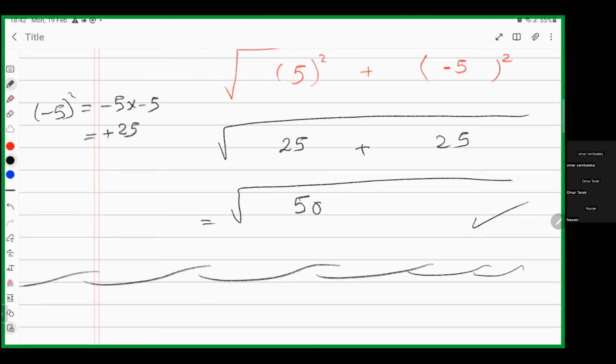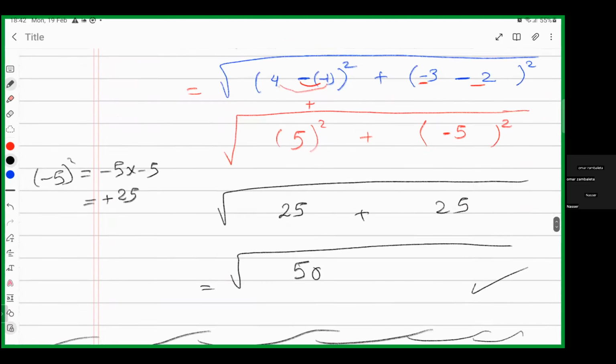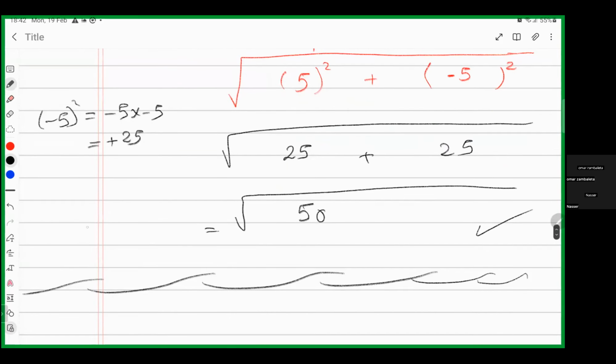Look, I've just said if it is square root 49, you will change it to 7. If it's square root 50, I do not have a perfect root, so leave it as it is.